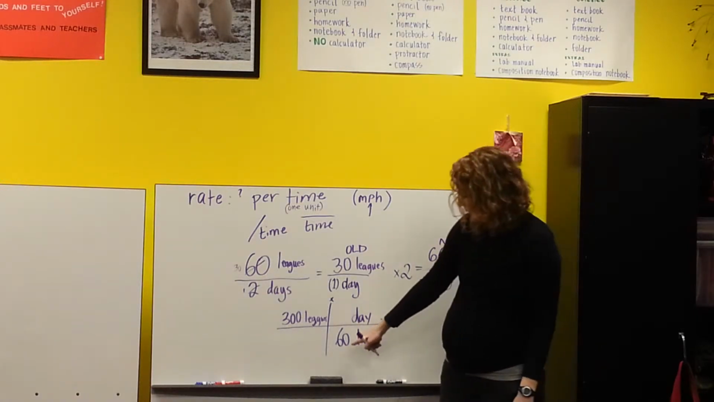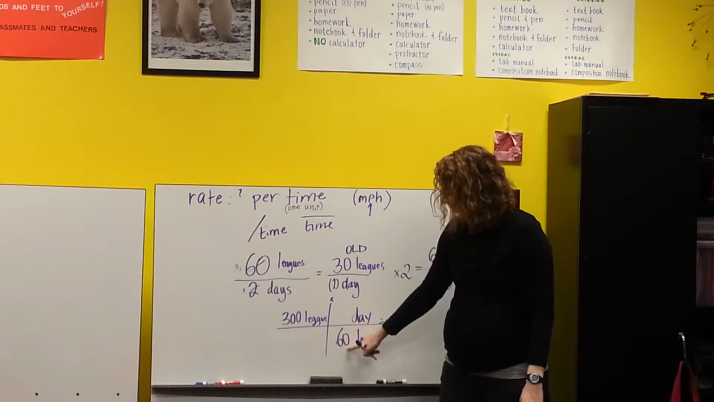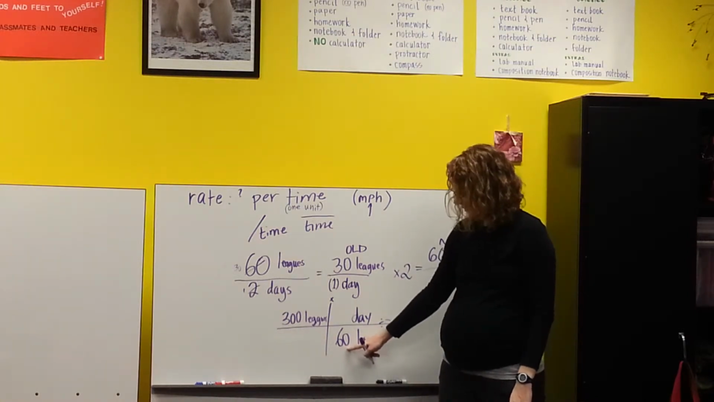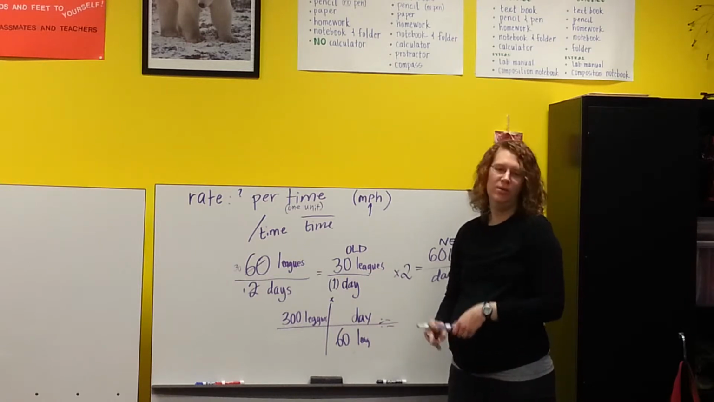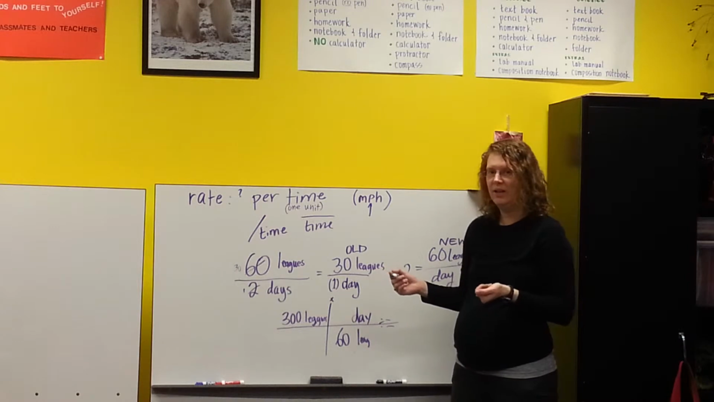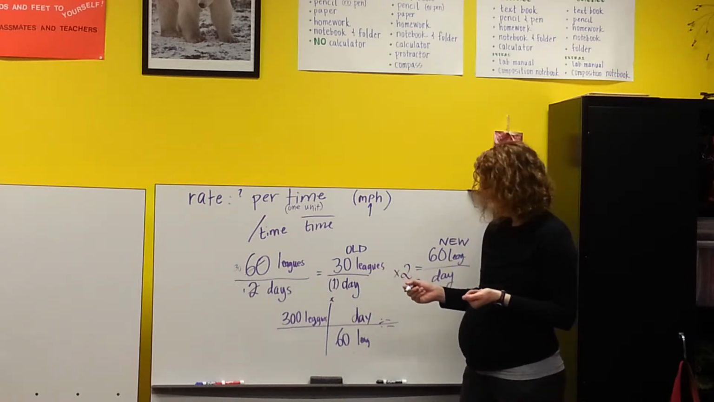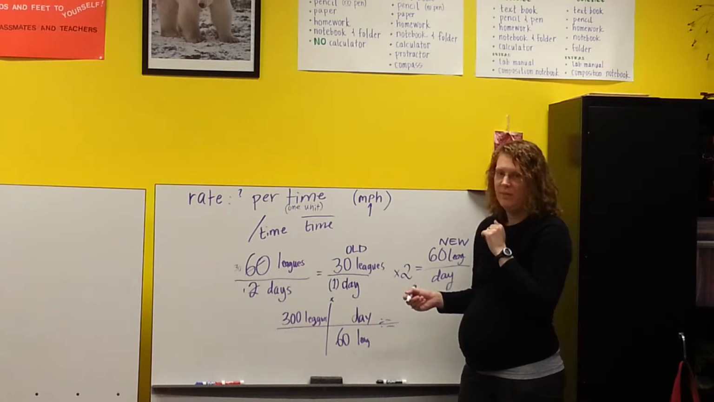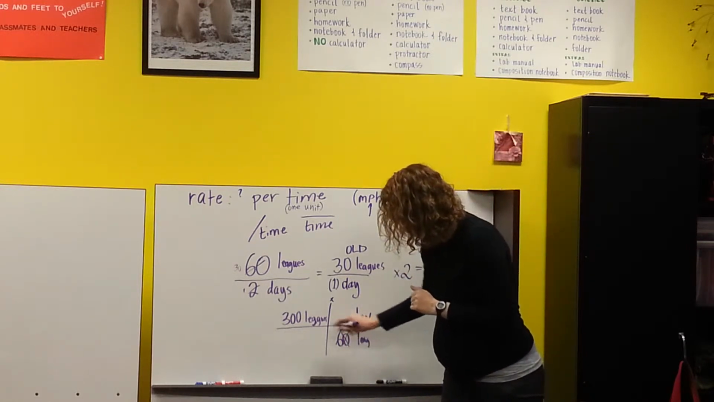Yep. So 60 goes into. They both end in what? Zero. So if they both end in zero, we can do a power of 10, divide by 10, and simplify that out. And that means we can do what? Could cut them zeros off. Exactly. Let's cut those zeros off.